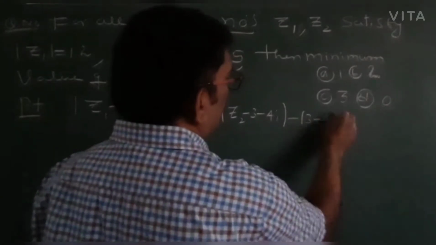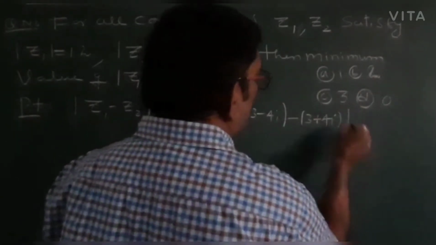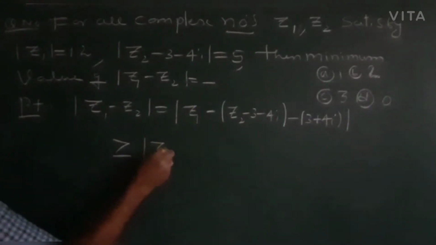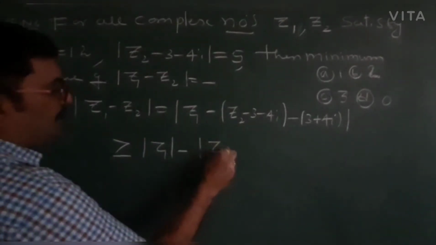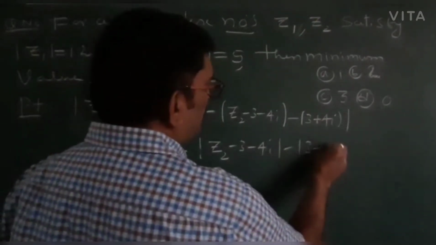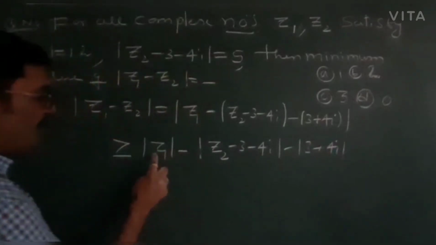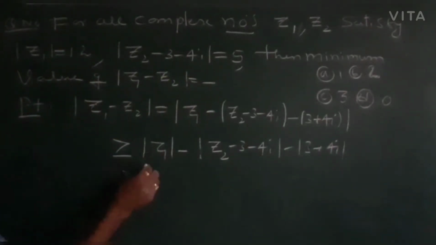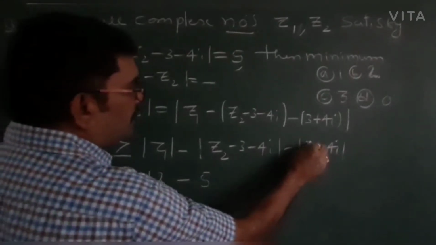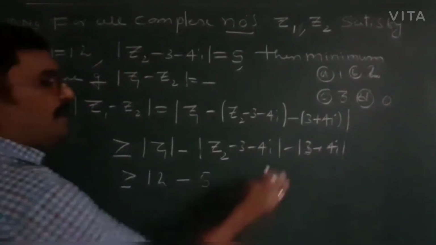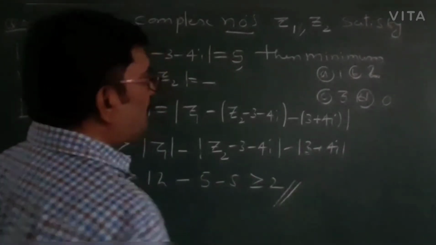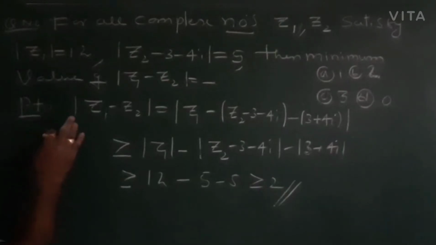This becomes 3 plus 4i. Add and subtract. That is modulus of z1, modulus of z2 minus 3 minus 4i, modulus of 3 plus 4i. The first is given to be 12, and the second is given to be 5. The modulus of this complex number is the square root of 9 plus 16, which is 5. Therefore, the minimum value is 12 minus 5 minus 5, that is 2.